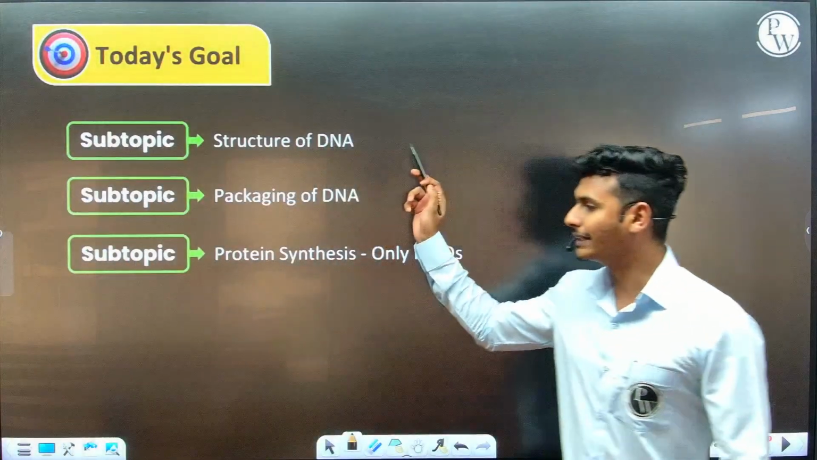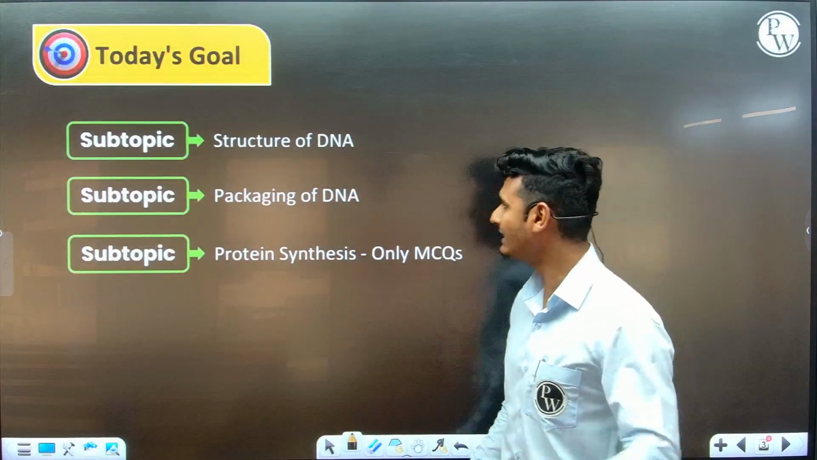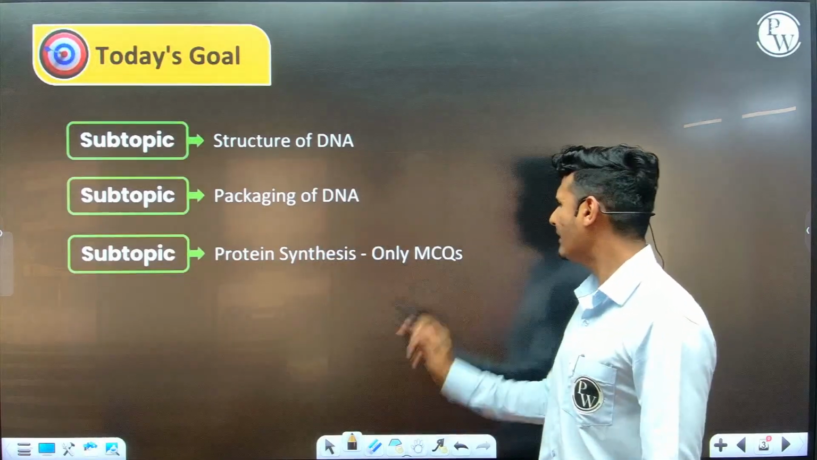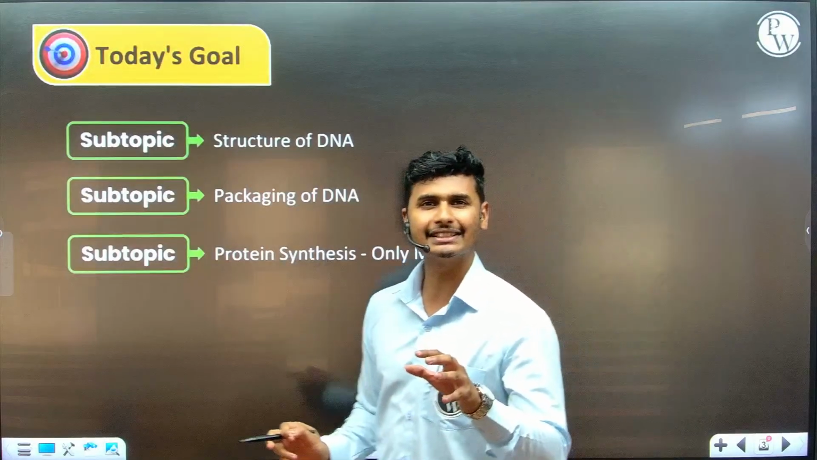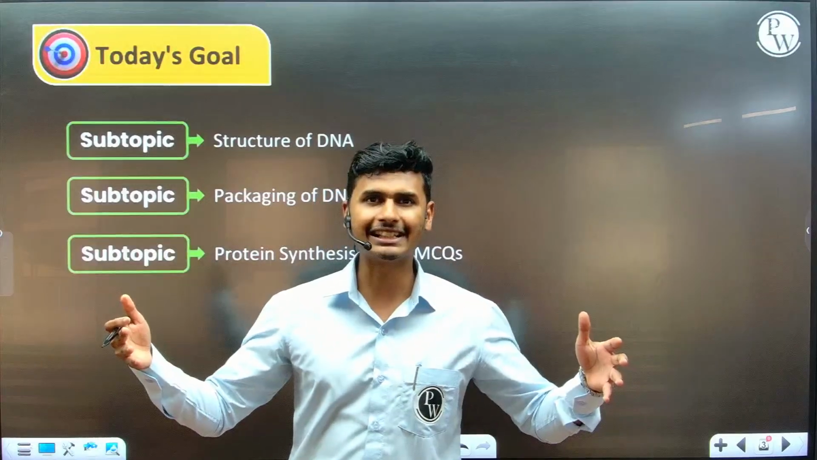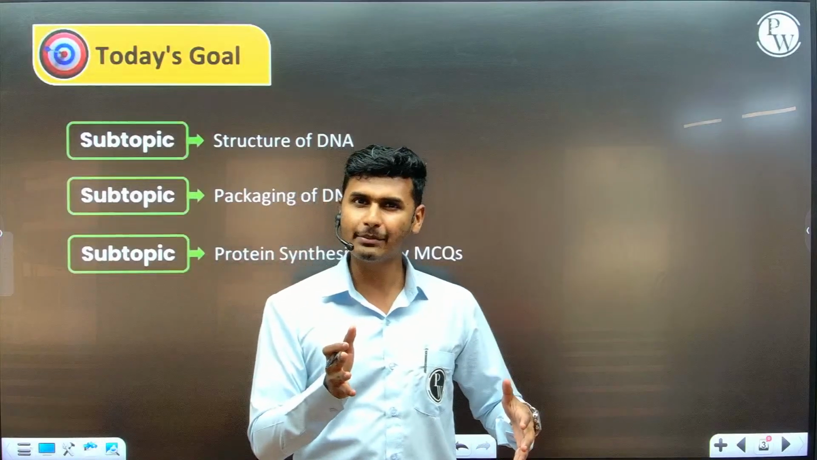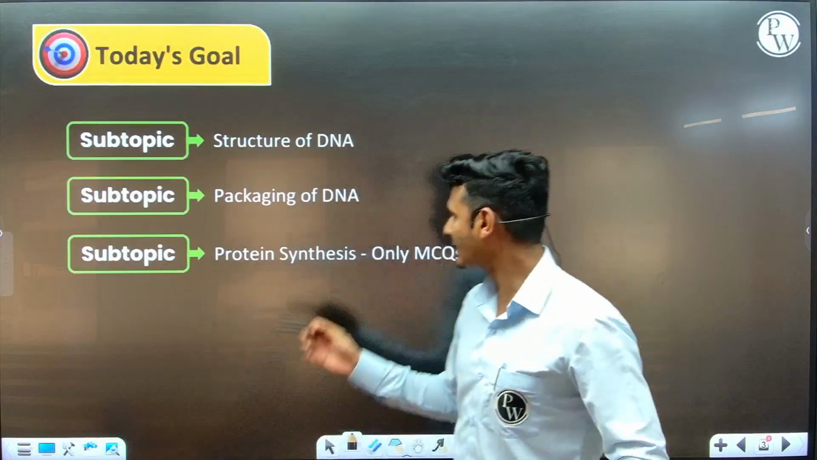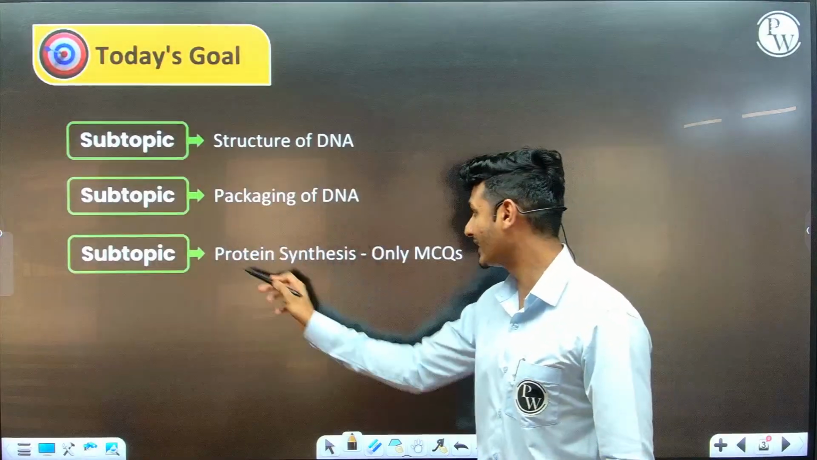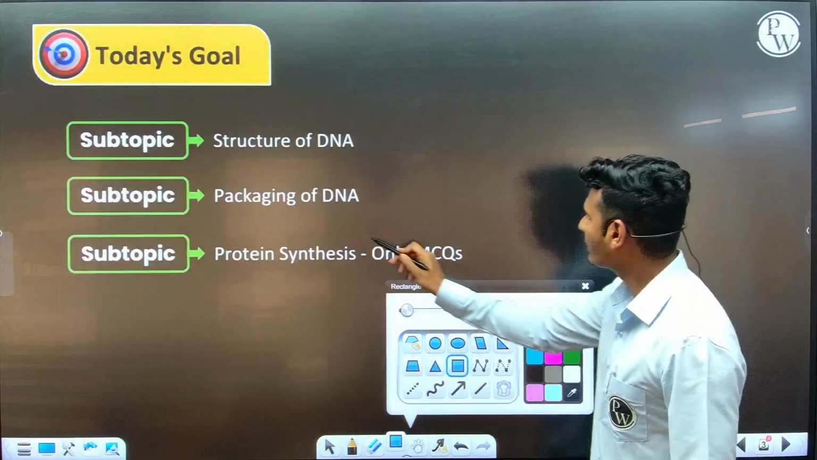First subtopic is structure of DNA. Second subtopic is packaging of DNA, and some important MCQs, only MCQs, of protein synthesis. Protein synthesis, you know that there are two processes. One is transcription, second one is translation. The conversion of DNA into mRNA is transcription, and mRNA into protein is known as translation. This complete process is known as the central dogma as well as protein synthesis. Only MCQs we are going to discuss in that particular topic.